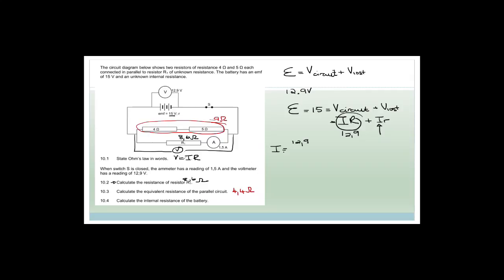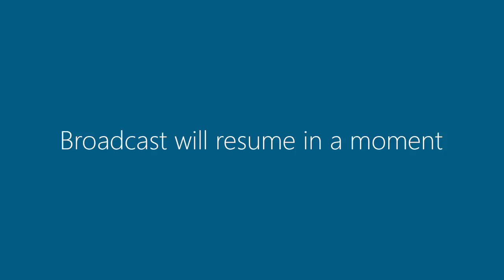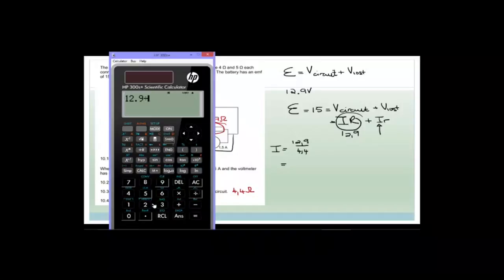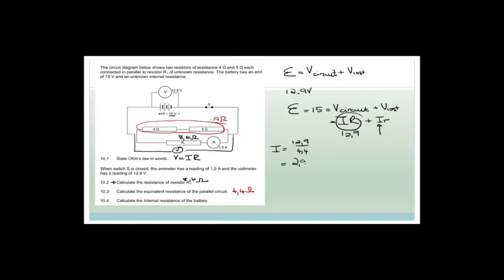So we can say I is going to be 12.9. V equals I r, so I is equal to V over r. Yeah, over 4.4. We pop this in our calculator: 12.9 divided by 4.4 equals 2.93. So that's 2.93 amps. So now we know the current in the whole circuit is 2.93.